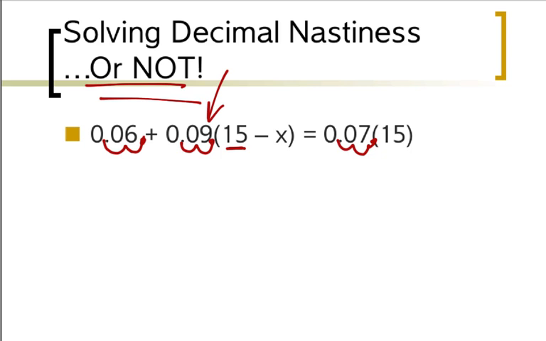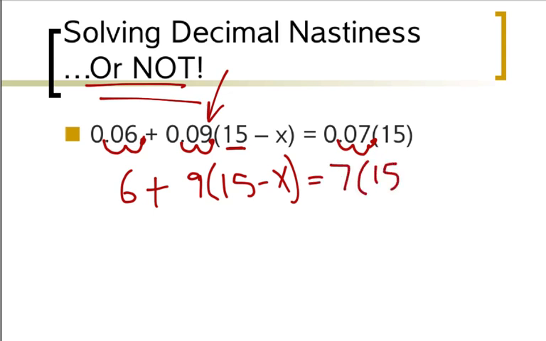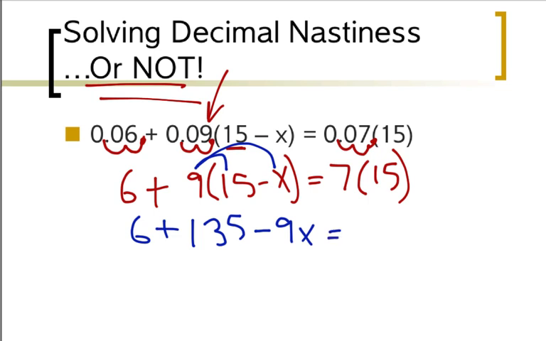Okay, so if you move the decimal twice in each one of those numbers, you can actually rewrite this equation to be 6 plus 9 times 15 minus x equals 7 times 15. And this problem is much nicer now, and it's not quite as ugly because we don't like decimals as much. So now we just go ahead and simplify like we were doing previously. We just distribute our 9, and that should give us 135 minus 9x. And then I bring down my 6 equals 7 times 15. That should give me 105.